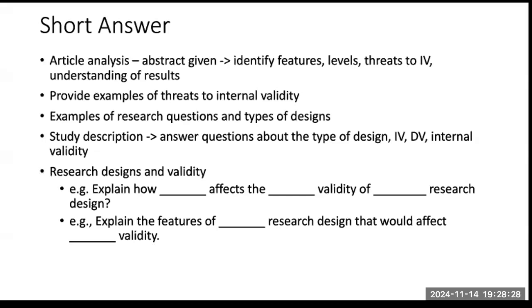Short answer. What might some of them be? Like I mentioned, could be an article analysis where I give you an abstract, you identify features, levels, threats to the independent variable, maybe questions about results. I might ask you to give examples of threats to internal validity. Again, I might give you a little study description and answer questions about that. Also, in terms of research designs and validity, explain how blank affects the blank validity of this research design. So explain how sample size affects the external validity of a survey design or something like that.